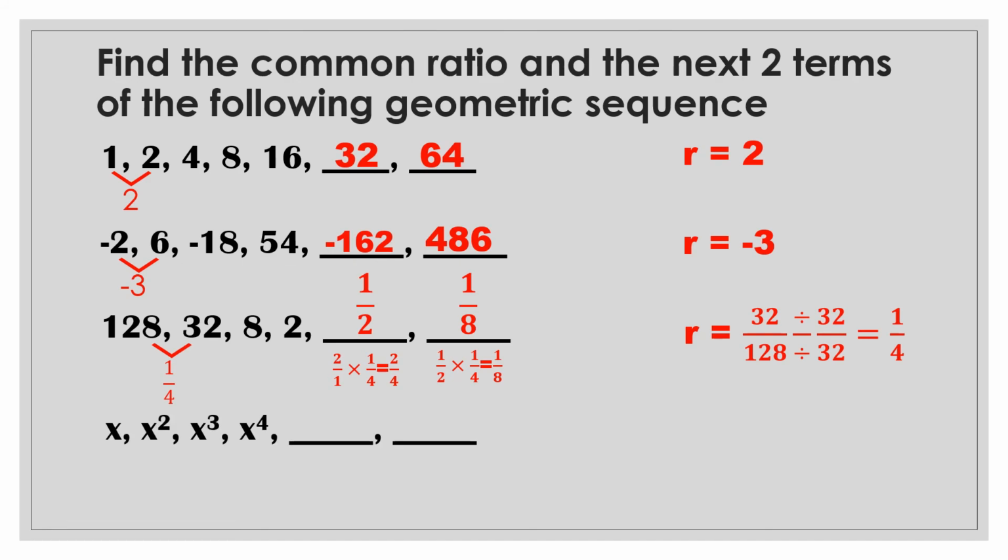Let's have the last one: x squared, x cubed, x raised to 4. To get the common ratio, we divide any consecutive terms. For this, we have x squared divided by x. By the laws of exponents, we will have x. You copy the base, then subtract the exponents. So the common ratio is x. To get the next term, we multiply x raised to 4 by x, which gives us x raised to 5 by the laws of exponents: copy the base, you add the exponents. Then x raised to 5 times x will give you x raised to 6.